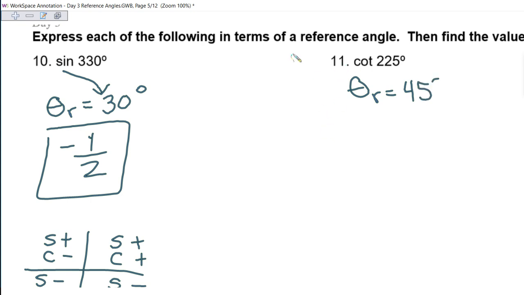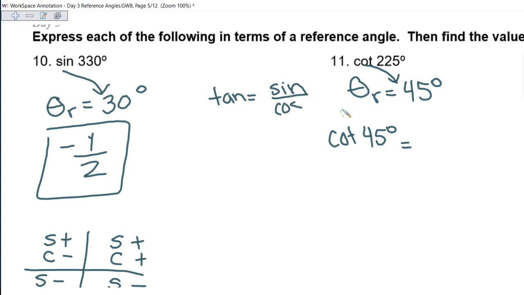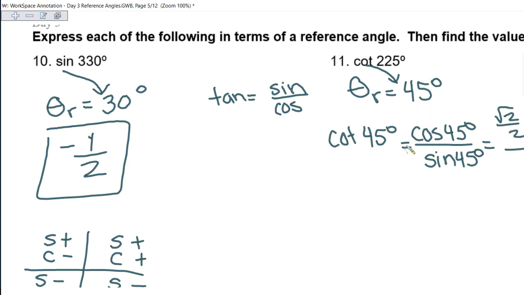So now I need to find the cotangent of 45 degrees. But if I'm finding the cotangent of 45 degrees, well, if tangent is sine over cosine, then cotangent would have to be cosine over sine. Now, what is the cosine of 45 degrees? Square root of 2 over 2. What's the sine of 45 degrees? Square root of 2 over 2. So I know my answer when I divide these is going to be 1.